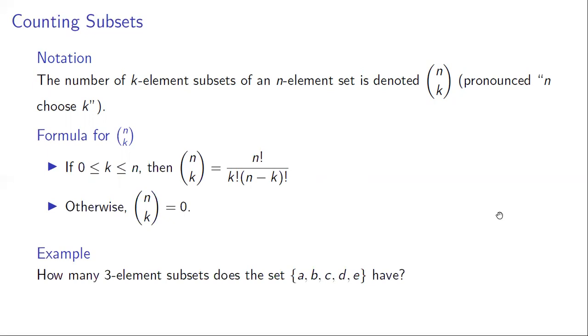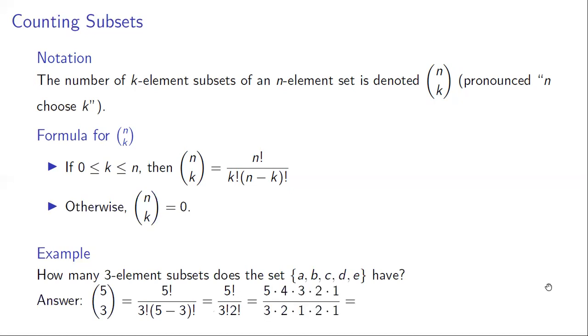For example, how many 3-element subsets does this set have? This set has 5 elements, and we want to know how many different 3-element subsets the set has. So the answer is 5 choose 3. Now, what is that? 5 factorial divided by 3 factorial times 5 minus 3 factorial, which is 5 factorial divided by 3 factorial times 2 factorial.